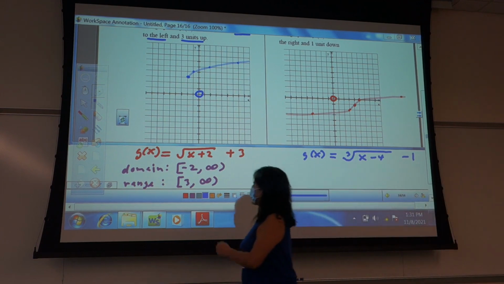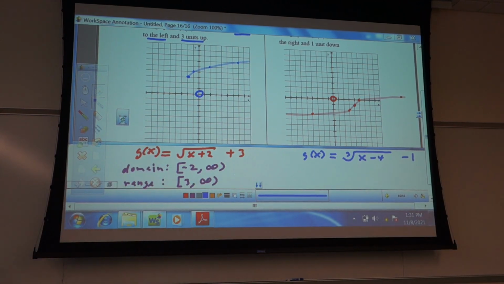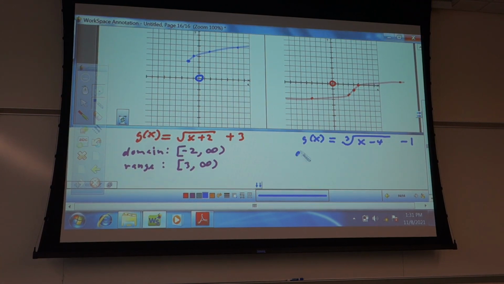All right. So what's my domain and my range for the S? It's all real numbers. My domain for the S, all real numbers, negative infinity to positive infinity. My range for the S, same thing, all real numbers, negative infinity to positive infinity.